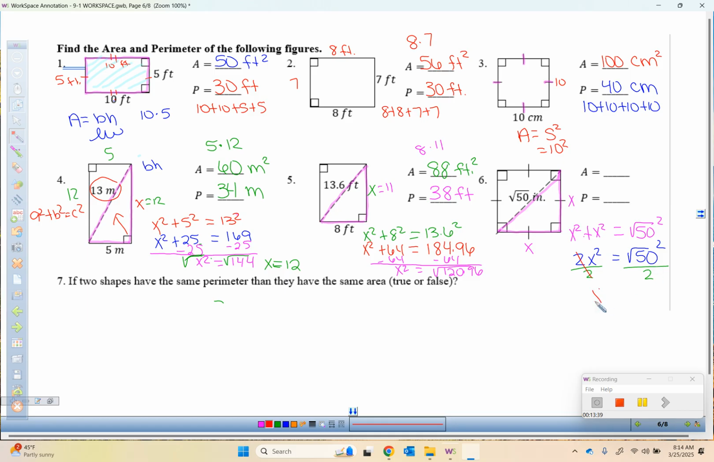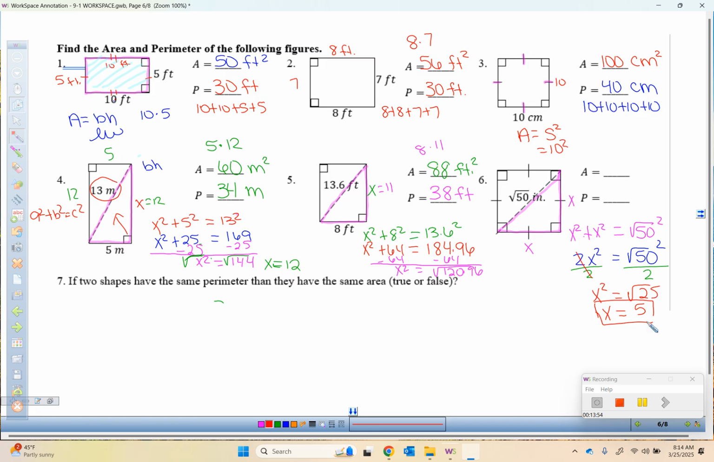I'm going to end up with x squared equals, and if I take this and divide it by 2, it's like the square root of 25. And I'm going to end up with x equals 5. Ooh-wee, that was a long way, wasn't it?